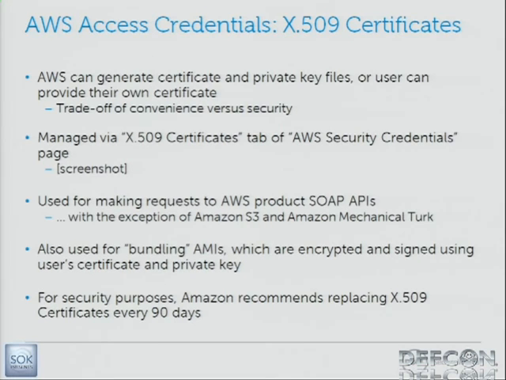Use it to bundle your AMIs. It cryptographically signs and encrypts AMIs that are private, or just cryptographically signs the machine images that you're going to make public. Again, Amazon's recommendation, rotate these things every 90 days. So go issue a new certificate and private key at least every 90 days for your infrastructure.